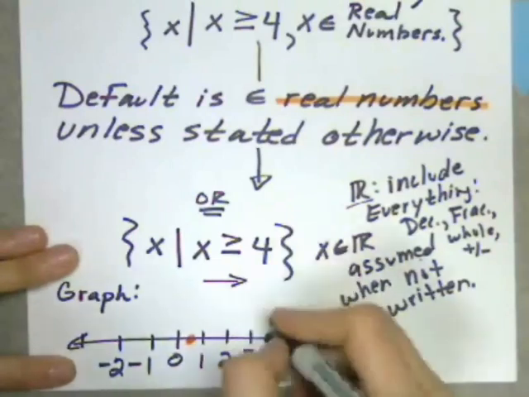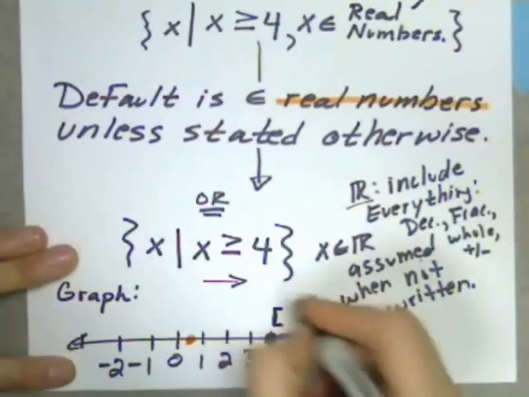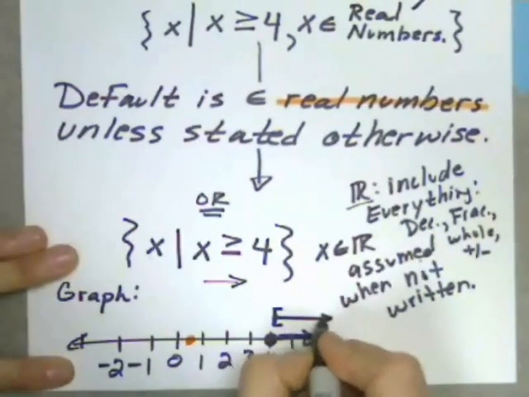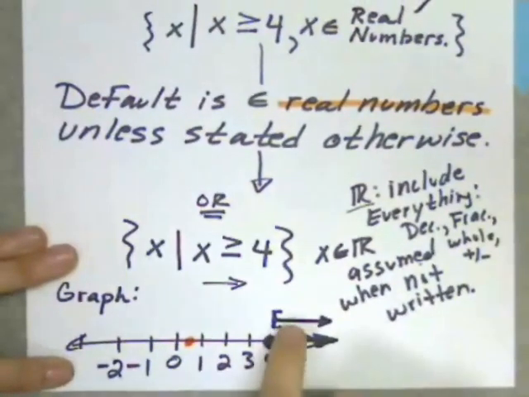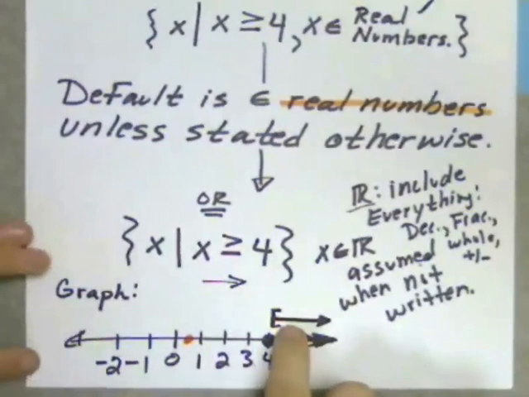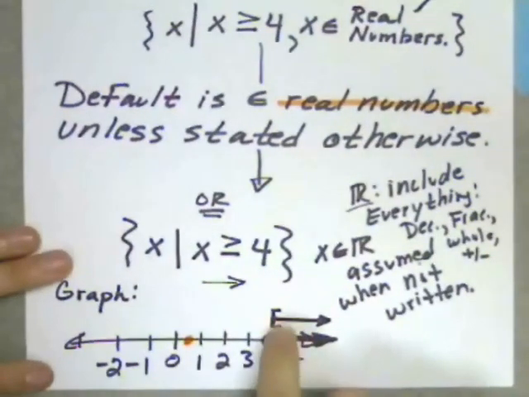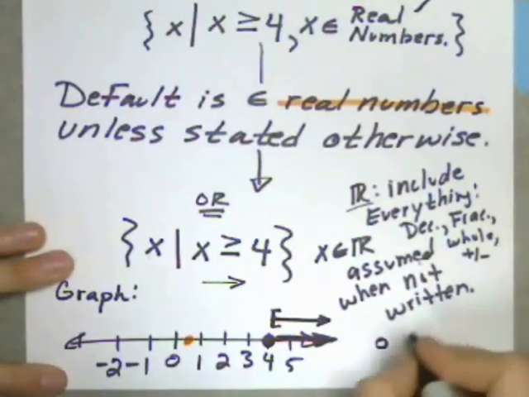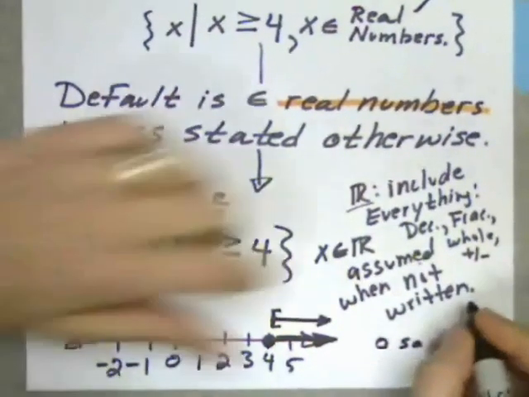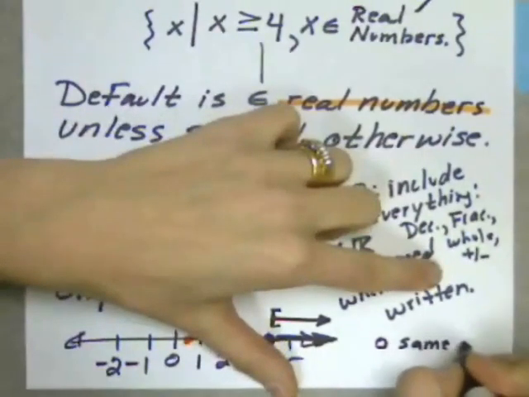I can also use a bracket and shade over. Both are okay with me. I do not care which one you use. I'll probably start to use a bracket just because that's what the author does, but notice that these mean the same thing. And then of course if you wanted to use an open circle, that's the same as using a parenthesis.